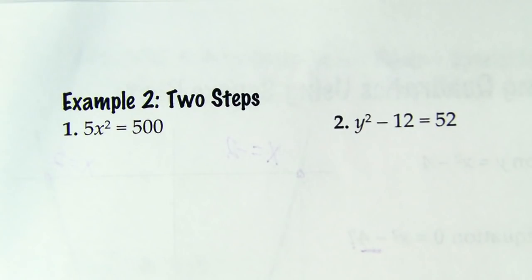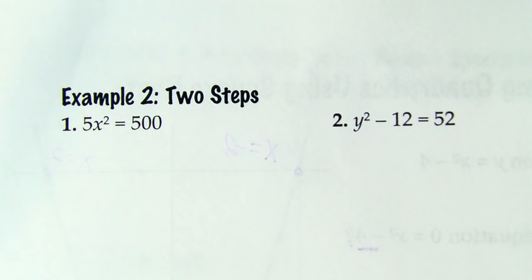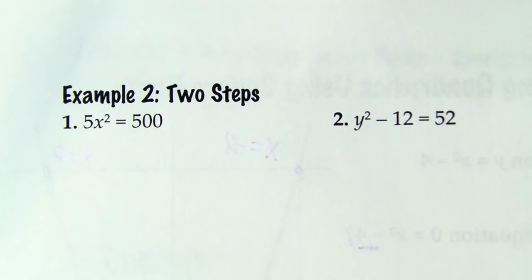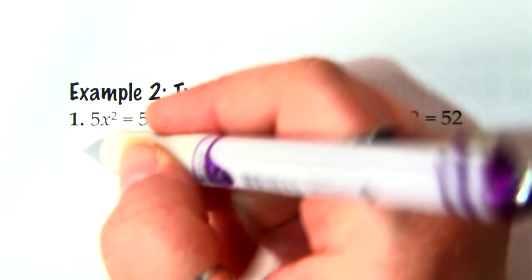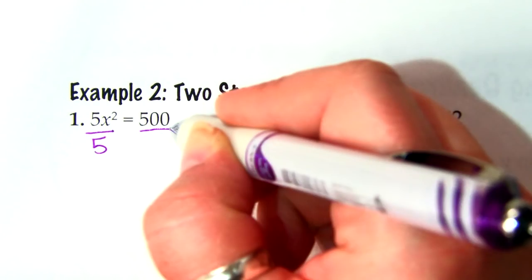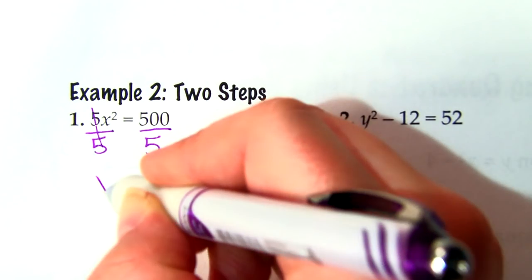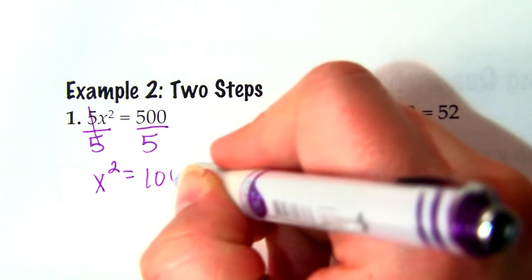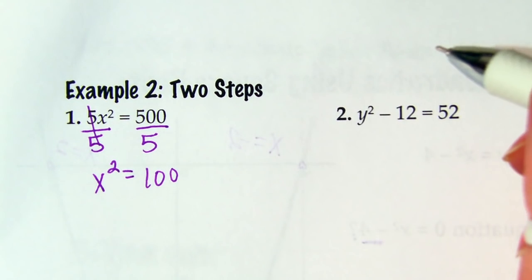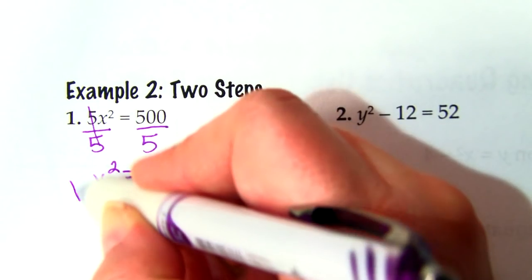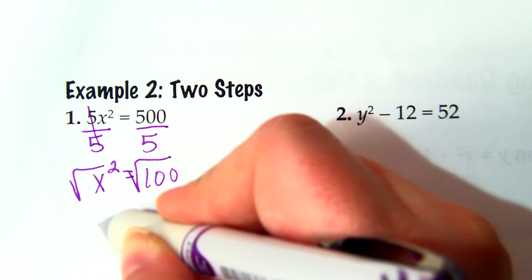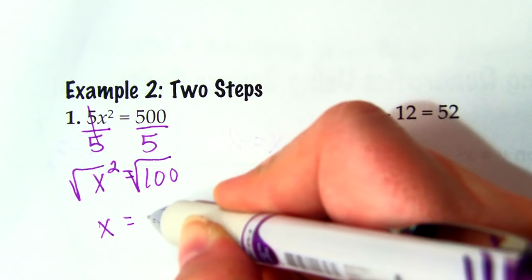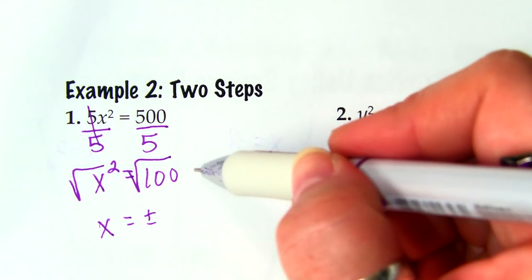So now we've got two steps. We're not just going to take the square root. We have to get x squared by itself first. On number 1, the 5 is attached to the x squared, so we have to divide by 5. You get x squared equals 500 divided by 5, which is 100. Now that x squared is by itself, that's when we're going to take the square root. So square root of both sides, x equals positive and negative square root of 100, which is 10.